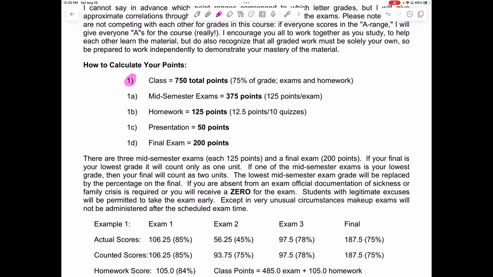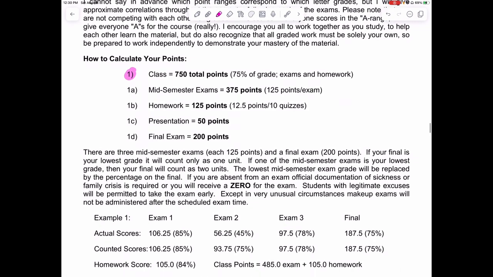That's basically 1,000 points. And that also is the idea of the credit system, that the course is 3 credits, the lab is 1 credit, and so that's where the 750 comes from for 3 credits, and then the 250 from the 1 credit. So that's how we break it down.